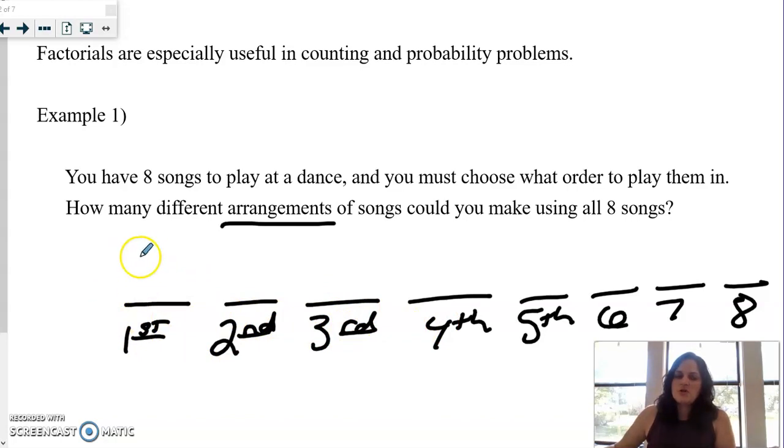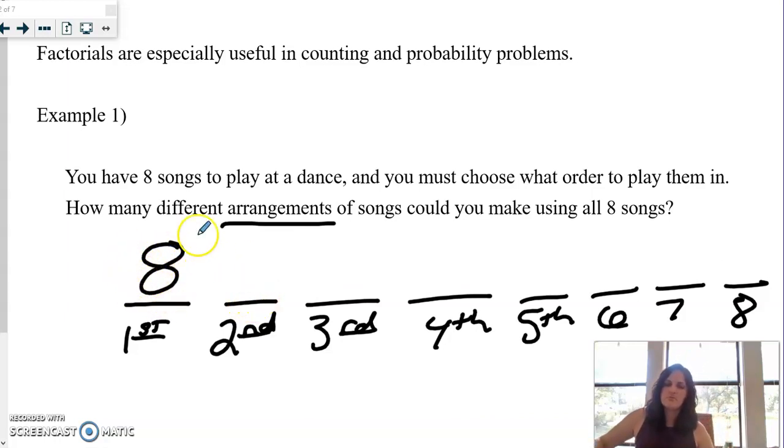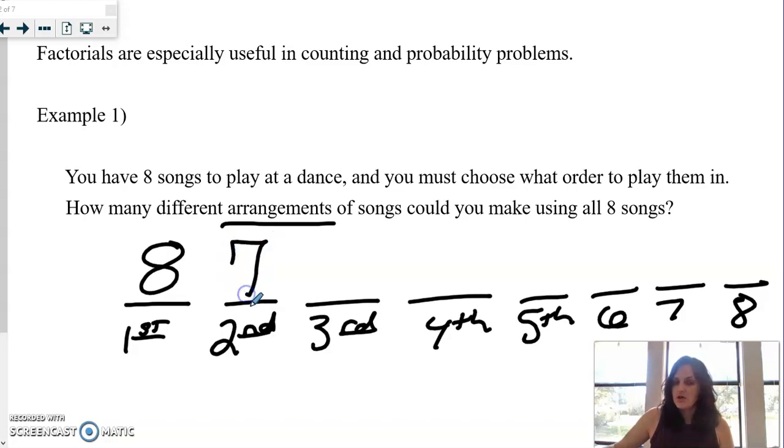So when I'm doing my first song and I have to make my choice for which song to play first, I can choose from any of the 8 songs. Now, when I choose my second song, I'm not going to play the same song that I already played first. That's an important part of this fundamental counting principle and using this factorial. I'm not going to put an 8 here because there's one song that's already been chosen for the first song, and I can't choose it again. This is kind of like when we did passwords where the numbers can't repeat. You're not going to have all 8 to pick from. For the second song, I only have 7 songs to pick from.